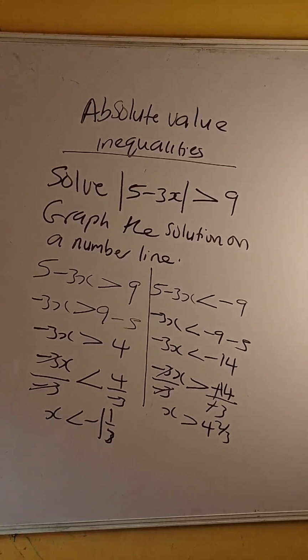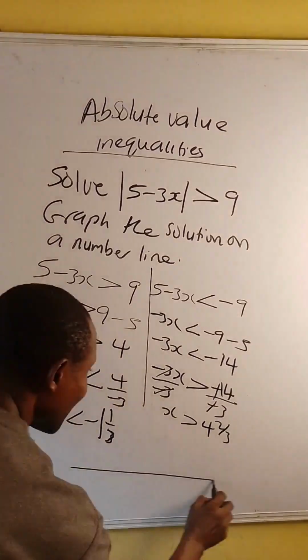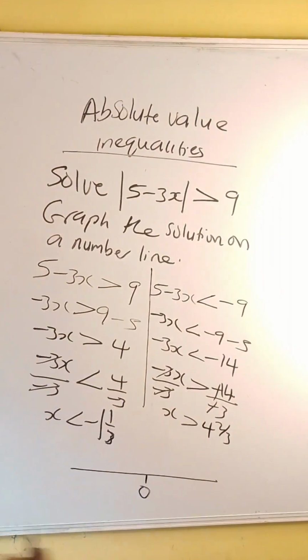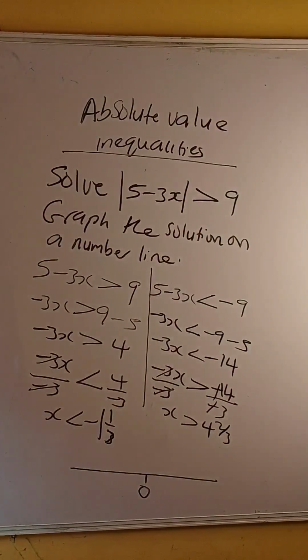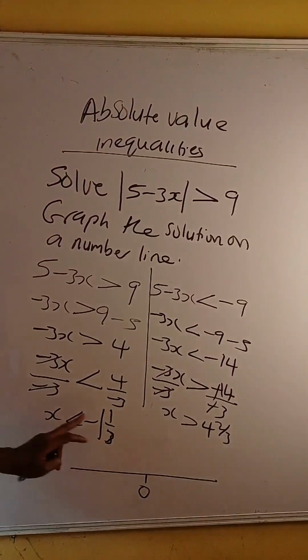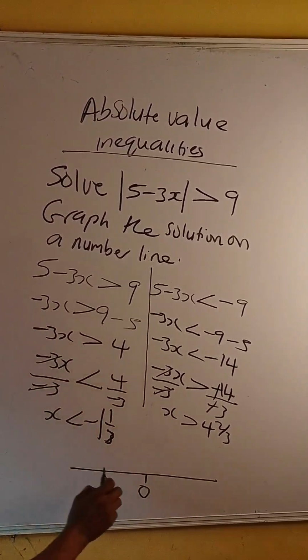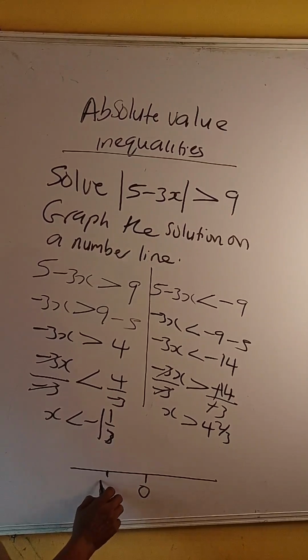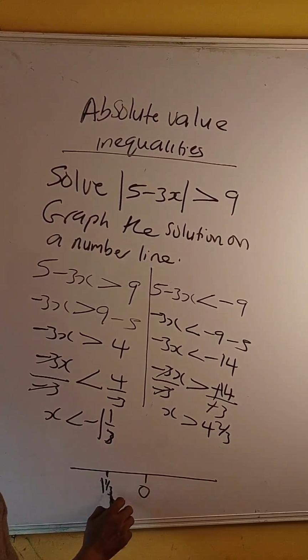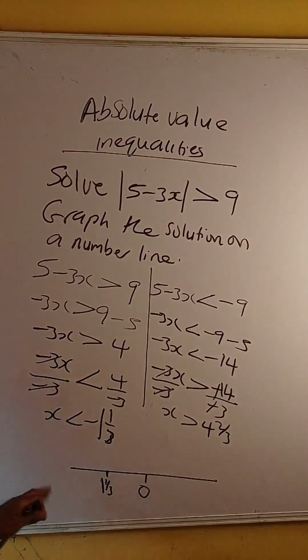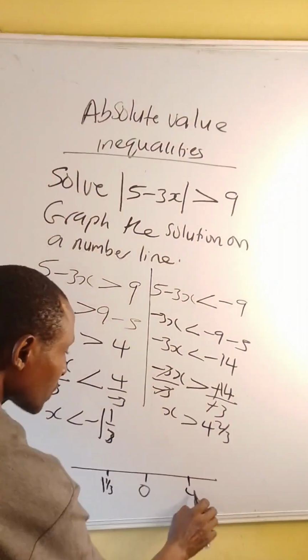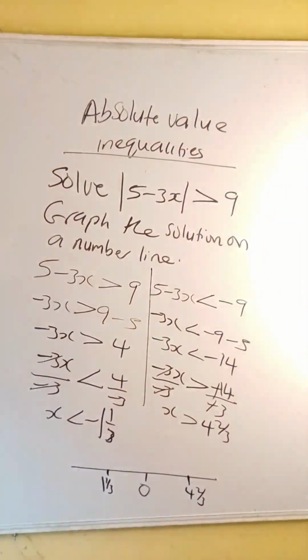So how do I graph this? Watch me graph. See my graphing. Okay? 0 is the reference line. So take note. It says x is less than minus 1 whole number 1 over 3. So I can put here 1 whole number 1 over 3, because on the left hand side is negative. And here I have x as what? 4 whole number 2 over 3.